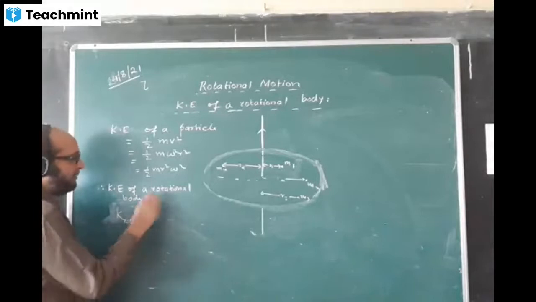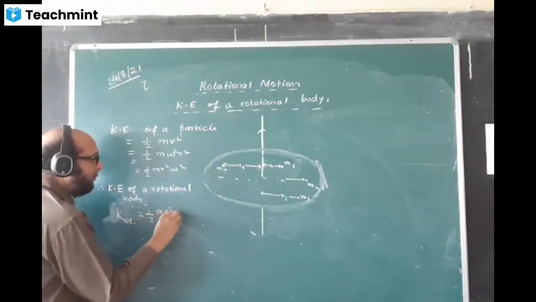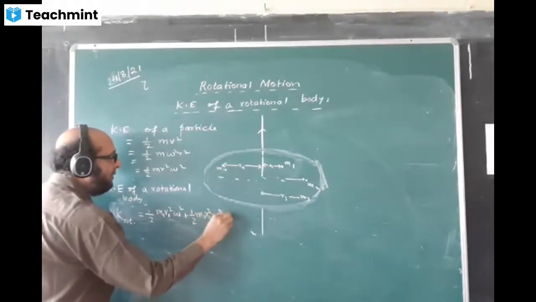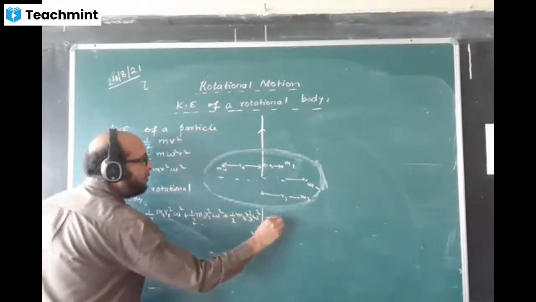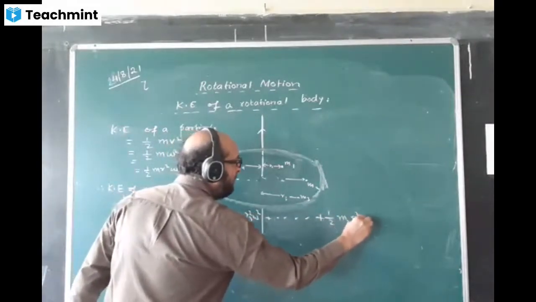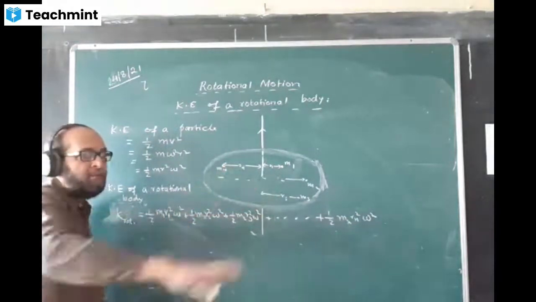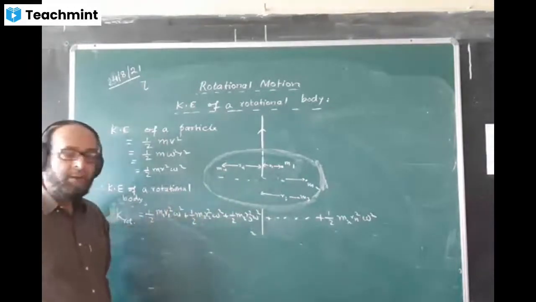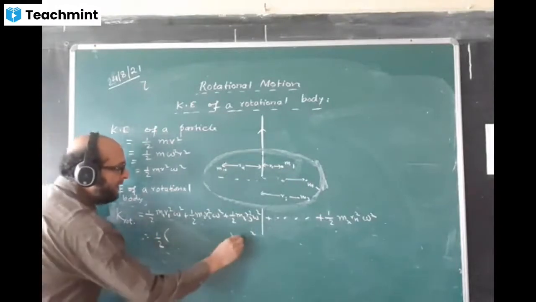Let us apply this result to all the particles. First particle is M1: half M1 R1 square omega square, half M2 R2 square omega square, half M3 R3 square omega square, and so on. The last particle is the nth particle: half Mn Rn square omega square. Omega will remain the same, as all particles move with the same speed of rotation. So here I take omega square common.